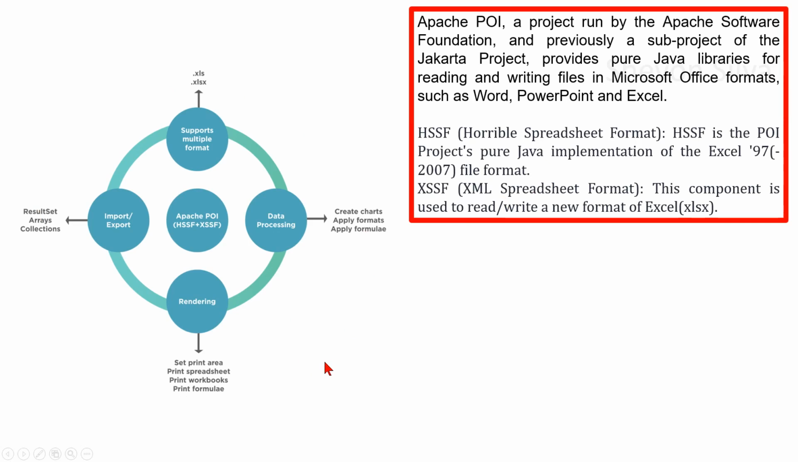Apache POI, a project run by the Apache Software Foundation and previously a sub-project of the Jakarta project, provides pure Java libraries for reading and writing files in Microsoft Office formats such as Word, PowerPoint, and Excel.